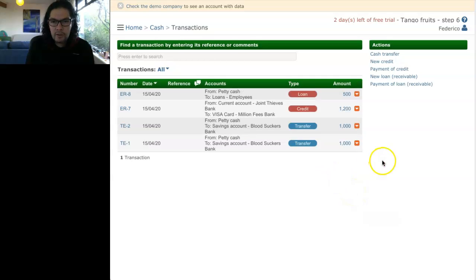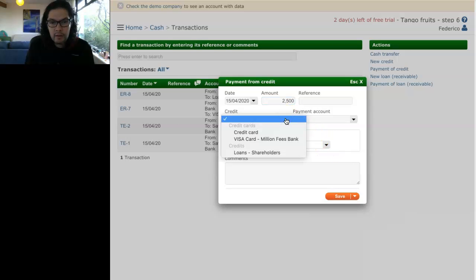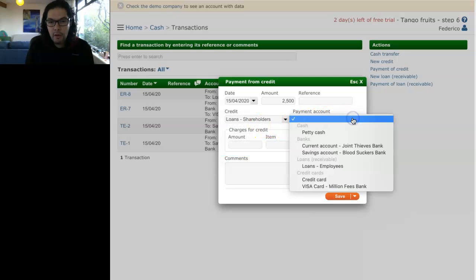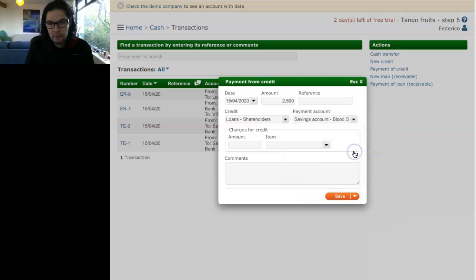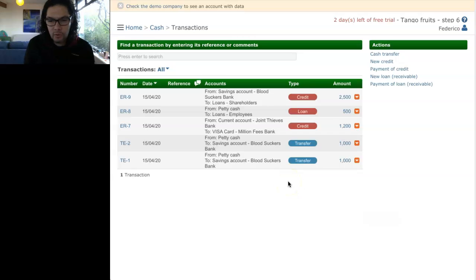Okay, and let's do a final payment of credit. In this case, I'm going to say 2,500, and this is the loans from my shareholders, and the money came from my savings account. Let's say that I did a transfer to them from the savings account, and I need to register it now. So I'm going to say save and close window. All right, so those are all the financial transactions, we're done with them.